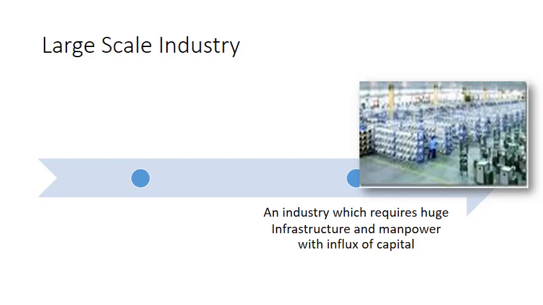So these were the three main categories of industries: small scale, cottage, and large scale. I hope all of you understand what are small scale industries, what are large scale industries, what are cottage industries, and what is an industry itself.